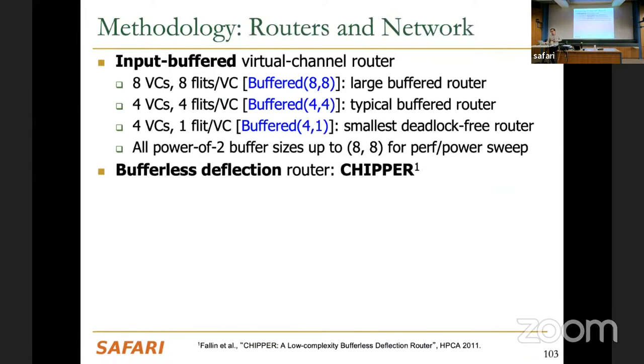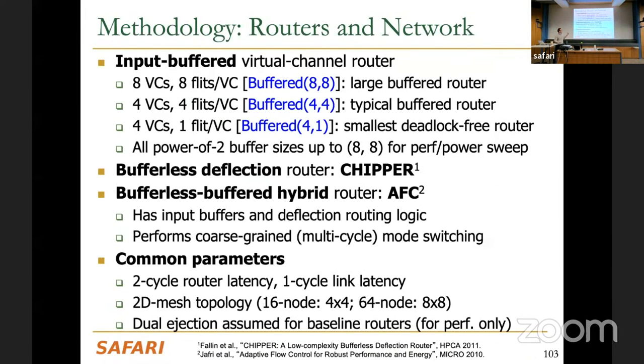Okay, let me go through the results quickly. But this paper actually has even stronger methodology. There's actually a lot of other works that popped up after the BLESS paper. This is one of them, the AFC, adaptive flow control. The idea is basically to have both buffers and deflection routing at the same time, but switch based on the load on the network. If the load on the network is low, use deflection routing, avoid the buffer. So there's an express path that avoids the buffers. If the load in the network is beyond some threshold, then you use the input buffers and avoid the deflection routing. That's the idea. Yes.